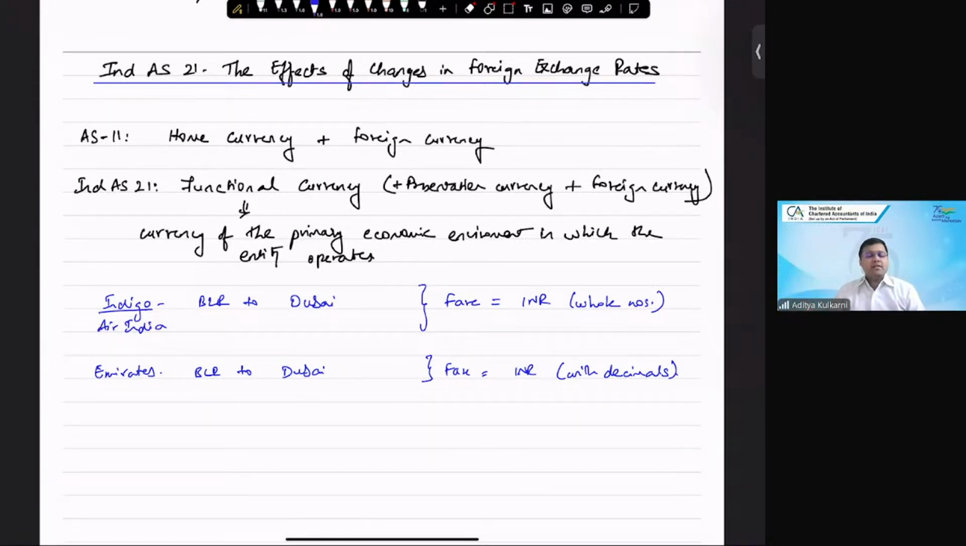Now, the question is, what are you trying to tell? So if I want to prepare the financials of Emirates today, what is going to be the functional currency of Emirates? Will it be INR or will it be the Arab dirhams? Arab dirhams. It will be dirhams, because it is the dirham currency that is determining the pricing of that particular airfare. Is it okay? Yes.